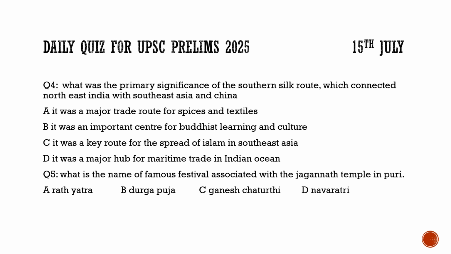Now coming to question number 5, here it asks about the Jagannath temple in Puri. We discussed it in detail. So let us see what it asks. What is the name of the famous festival associated with the Jagannath temple in Puri, Orissa? Is it the Rath Yatra? Is it Durga Puja? Is it Ganesh Chaturthi? Or is it Navaratri? It is definitely the Rath Yatra, which is also called the Chariot Festival. So for question number 5, the correct option is Rath Yatra. This is the famous festival associated with the Jagannath temple in Puri.